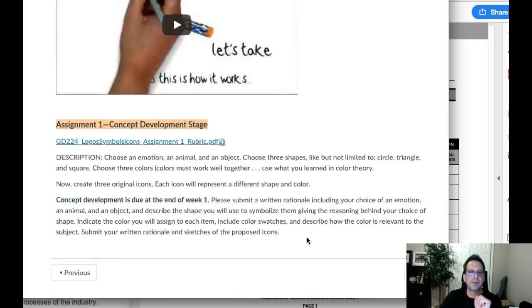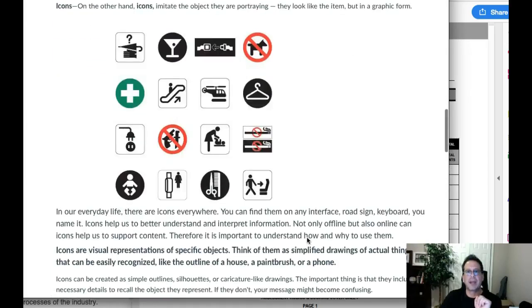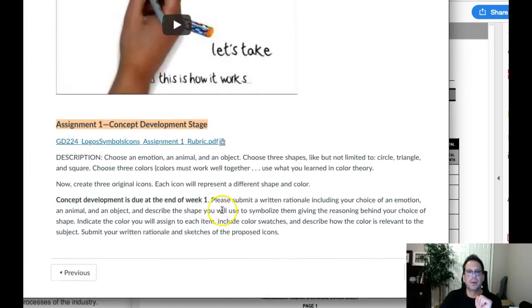So let me give you a quick example here. Let's say I want to do an emotion. Okay, so let's say I want to do sadness. In my sadness, I'm going to say I want to use a square to represent sadness. Why a square, you ask? Well, because sadness seems to be like you're kind of stuck in a rut, right?